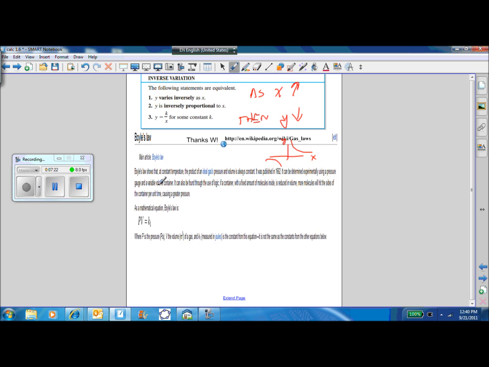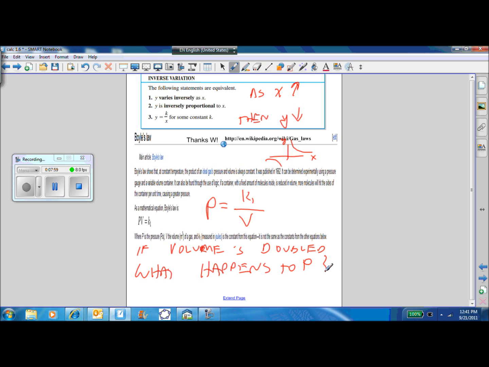So here you're told that in Boyle's law, the product of the ideal gas pressure and volume is always constant. PV equals K1. So we can change this to say P equals K1 divided by V, and now it looks like our idea of inverse proportionality. So what happens if volume is doubled? What happens to pressure? If volume is doubled, what happens to pressure?